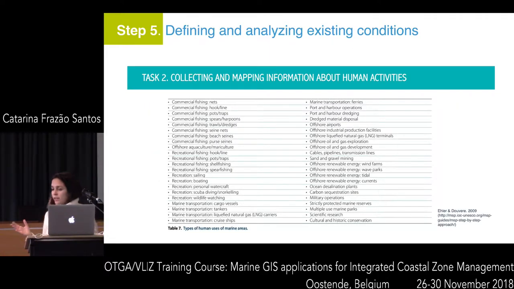There are a lot of activities that are used and that are mapped. Fishing is one of them, aquaculture. Fishing can be either commercial or recreational, marine transportation, offshore renewable energies, cables and pipelines, areas for scientific research, cultural heritage areas, and also, of course, marine parks and nature conservation areas.